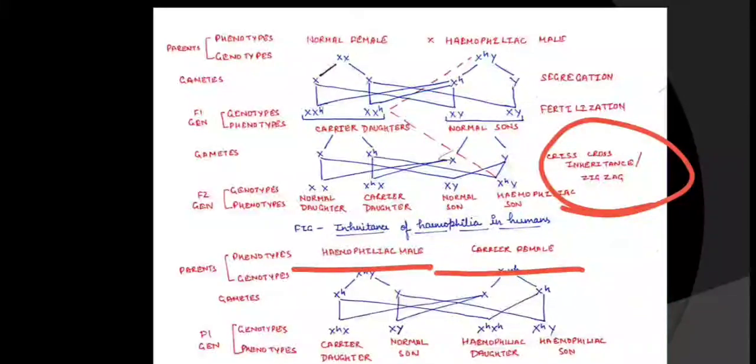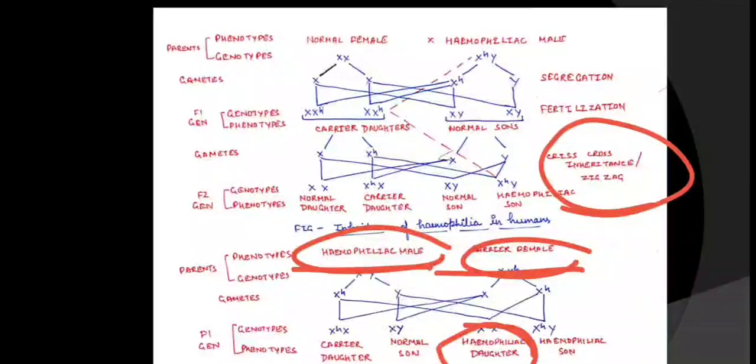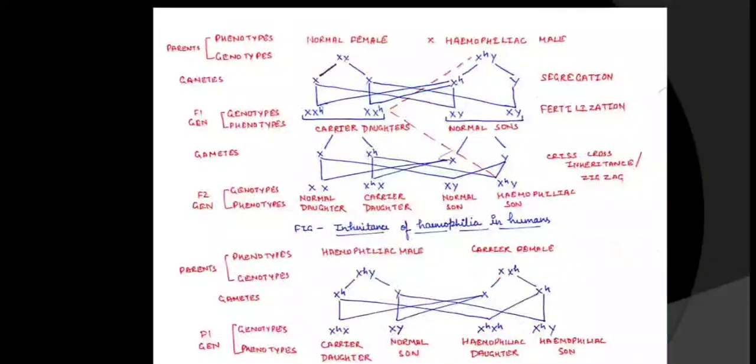In this case, you can see the female is a carrier and the male is infected with a hemophilia disease. So in this case, you will see that 50% of the daughters are hemophilic. So this is the inheritance pattern of the disease hemophilia. This disease affects males more as compared to females.